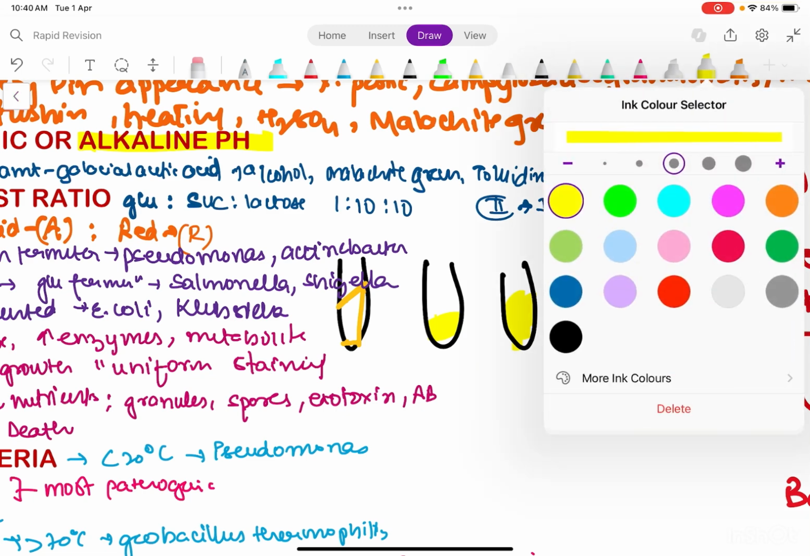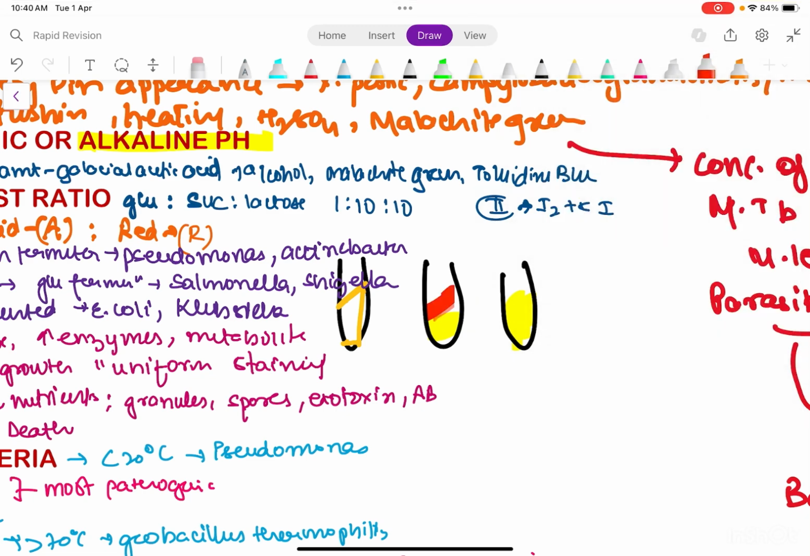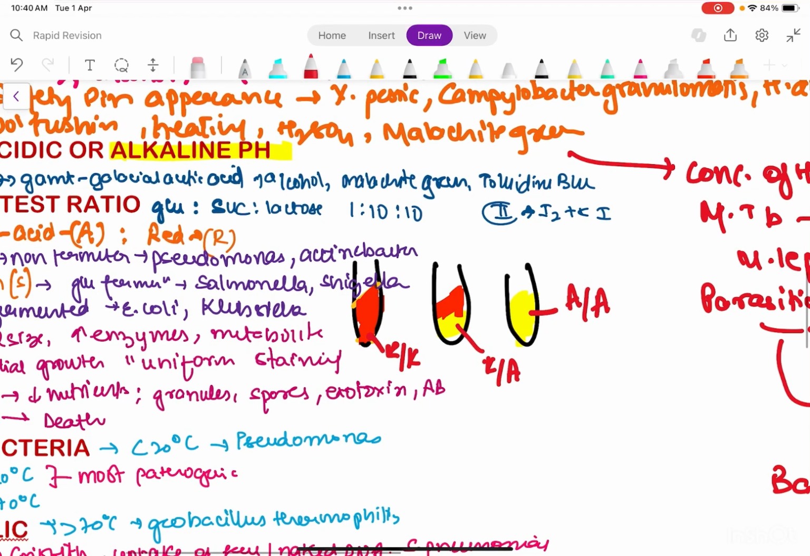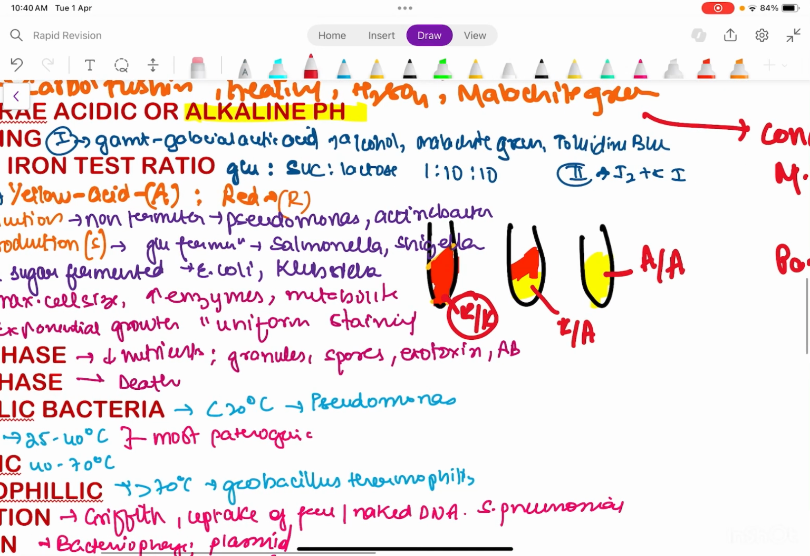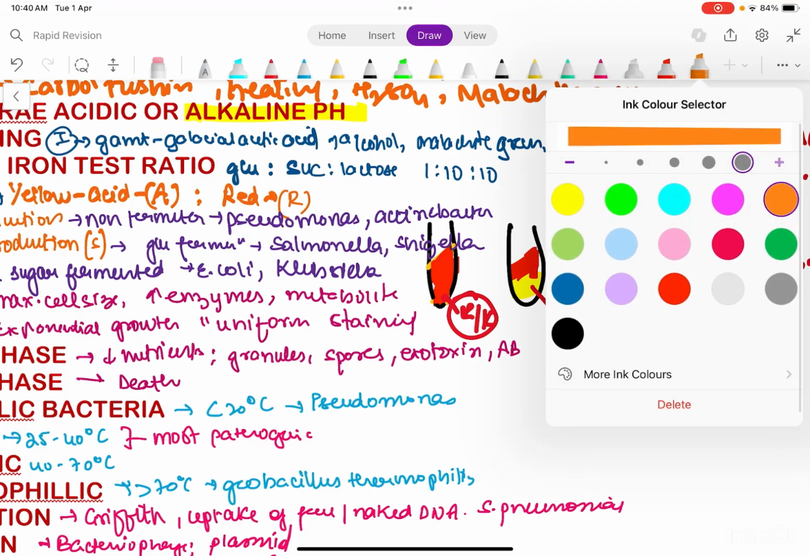I'll just explain this once because I think I skipped it. Here you have red, all is red, so this is K by K. Now here is acid production, so it is K by A, yellow. Now here is A by A. This means that no acid was formed, so no sugar was fermented. What is responsible is Pseudomonas and Acinetobacter.